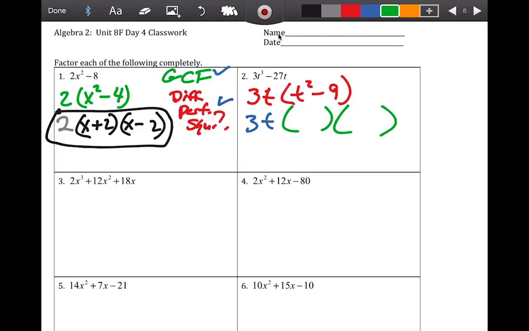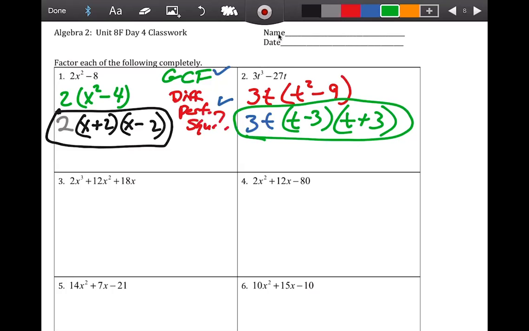Go ahead, you can go ahead, Mia. Girl, no, you got this. You got this, girl. Is it t minus 3 and t plus 3? We got a winner. Woohoo, girl power. All right. And there's no perfect squares in here. There's no GCFs. We're done. Okay.